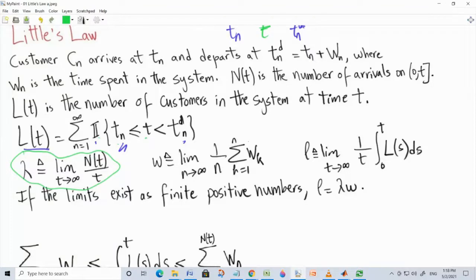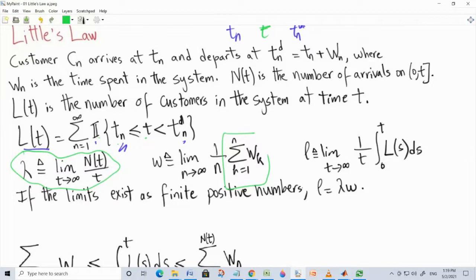this by definition will be lambda. And W: you take n customers, sum their waiting times in the system, and divide by n, and then ask if there is a limit as n goes to infinity. This limit, if it exists, will be W. And L is the average number of customers in the queuing system, and this will be the integral of L of t over time, and then we divide by time. So these are definitions.